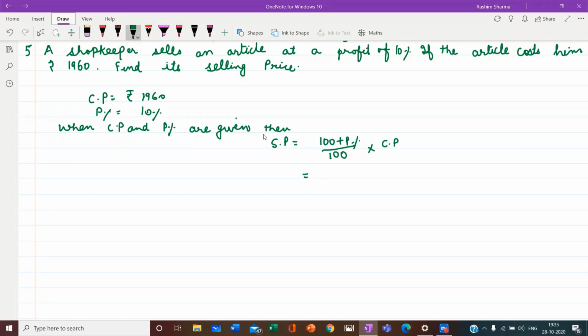When CP and profit percent are given, SP is equal to 100 plus profit percent upon 100 into CP. So we will write 100 plus 10 upon 100 into 1960. So we get here 110 on 100 into 1960. Zeros are cancelled here and we get the answer as 2156. Therefore, SP is equal to rupees 2156.